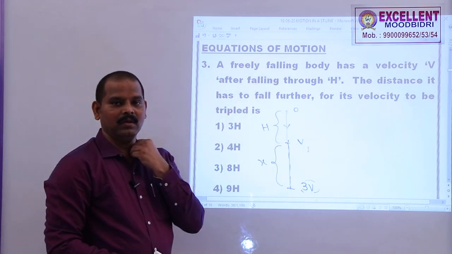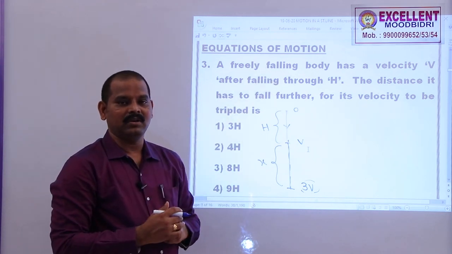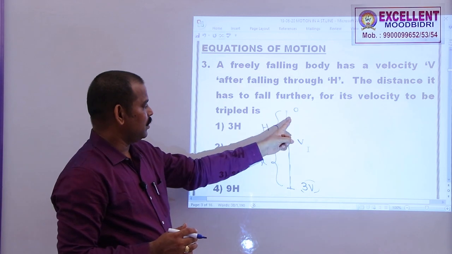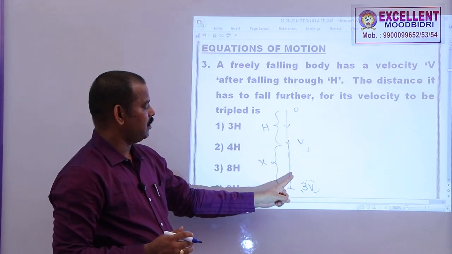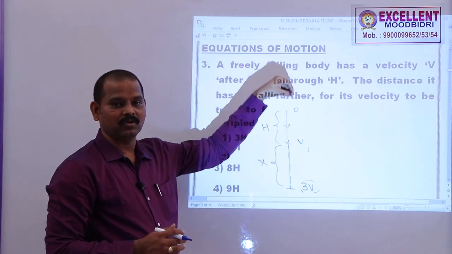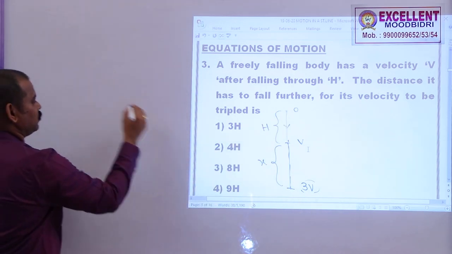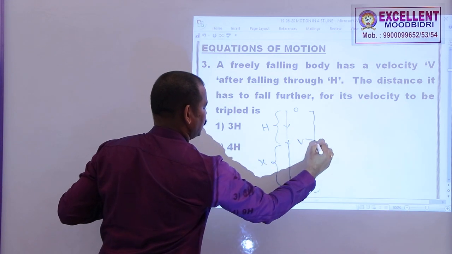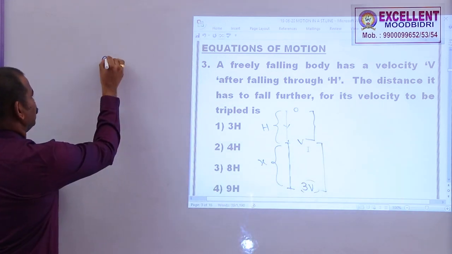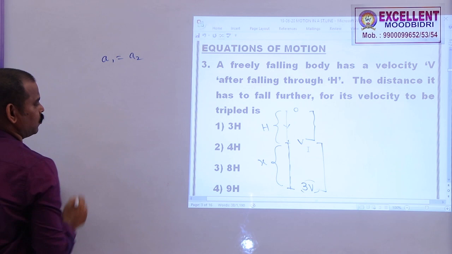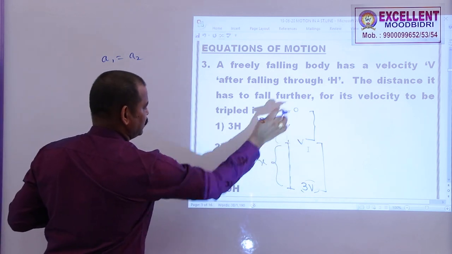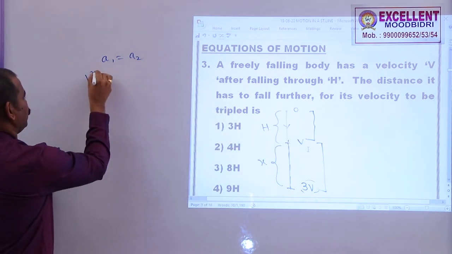While falling, the body will have acceleration due to gravity, which is common. Here 9.8, here 9.8, anywhere the acceleration due to gravity while falling down is positive, equal to 9.8. So acceleration in the first journey is equal to that in the second journey. So a1 is equal to a2. Here we know the velocities and distances. So what can we write?